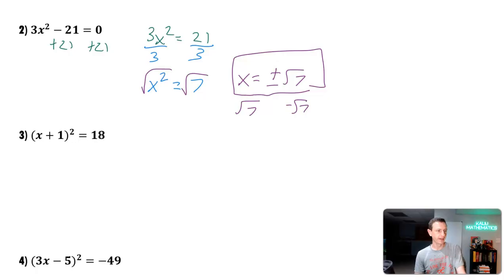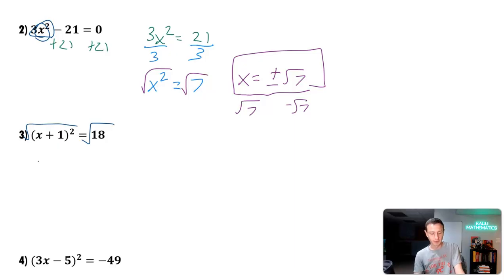Number 3, x plus 1 squared equal to 18. So a little bit different, where on number 2 and number 1, I just had an x squared. Just the x was being squared. So here I have x plus 1 being squared. But in its current status, the whole term being squared is by itself on one side of the equal sign. So since that's already by itself, we can move forward with just taking the square root of both sides.